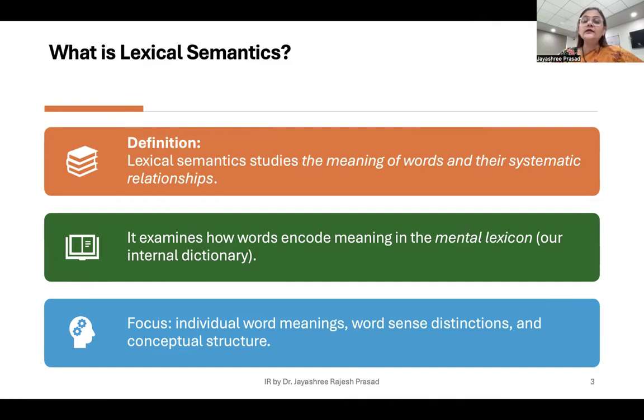So, what is lexical semantics again? Lexical semantics is simply the study of word meanings, as I have already told, how each word stores and expresses meanings in our mind. It also examines how words relate to each other. For example, how cat and dog belong to the same conceptual family of animals. In short, lexical semantics helps us to understand the building blocks of meaning.